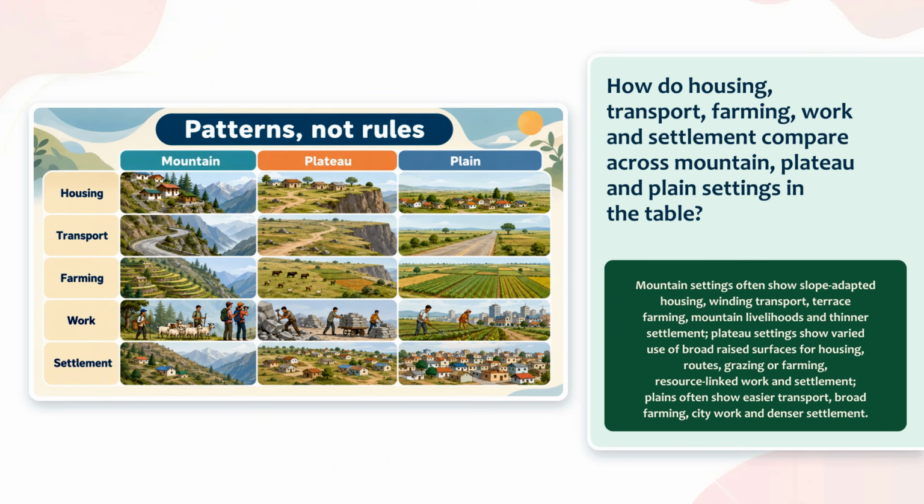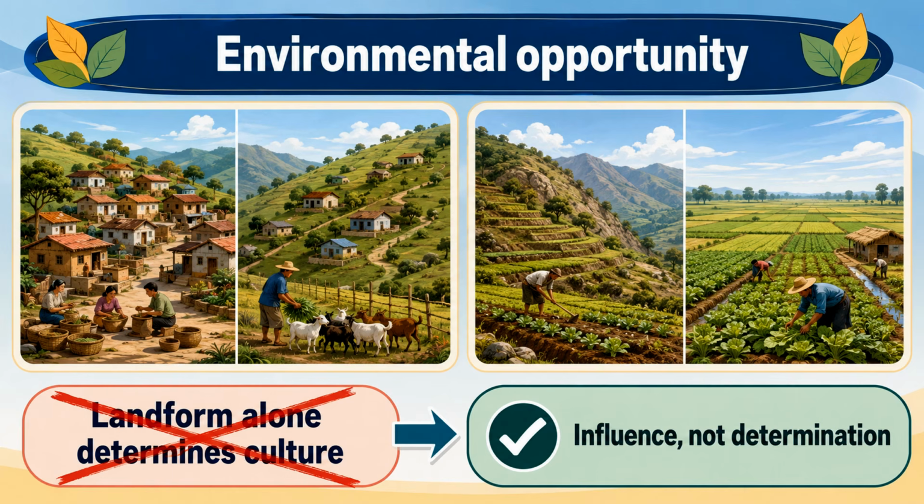Next, we will separate environmental opportunity from the mistaken idea that landform alone determines culture. Look at the left panel first. The terrain is broadly similar, yet the two communities do not make exactly the same choices. Now look at the right panel. A similar activity appears in two different terrain settings. This is why environmental opportunity is a better idea than environmental determinism. Landforms influence possibilities and limits, but landform alone does not determine culture or force one fixed way of life.